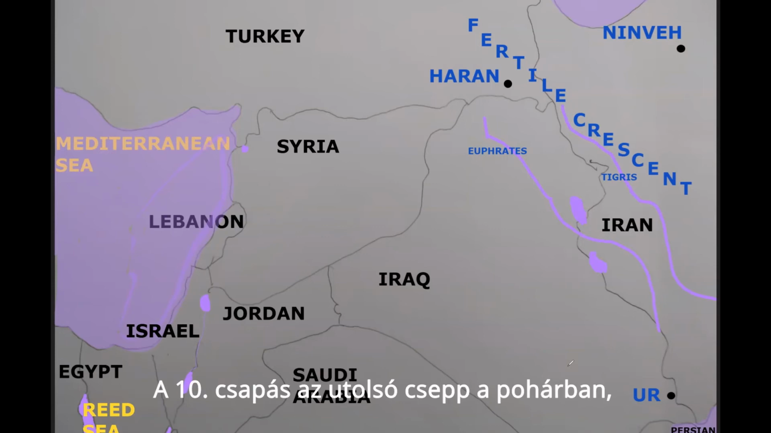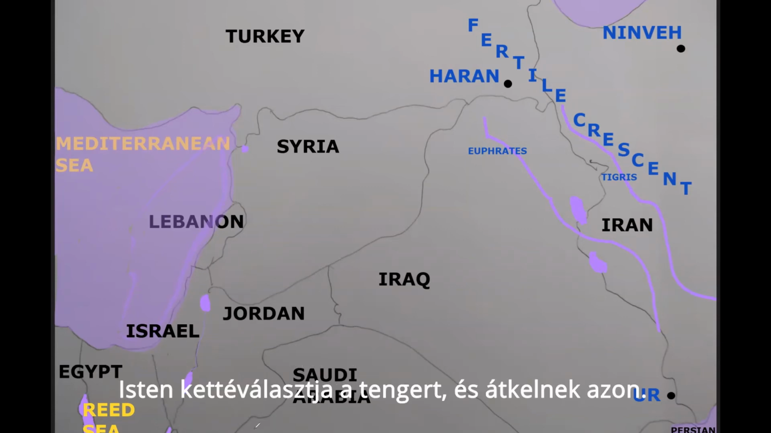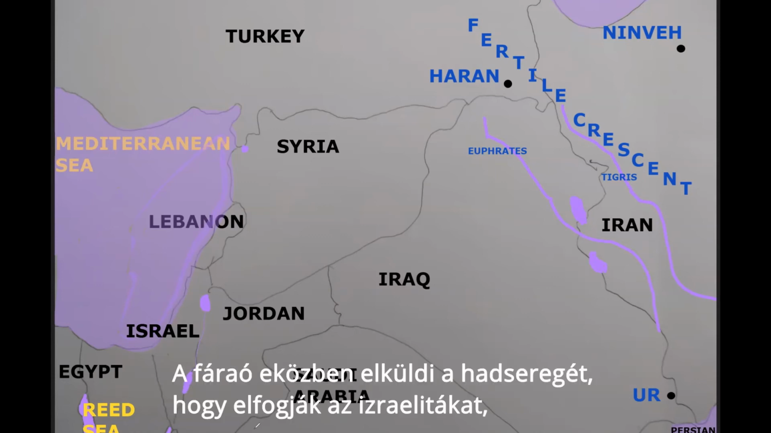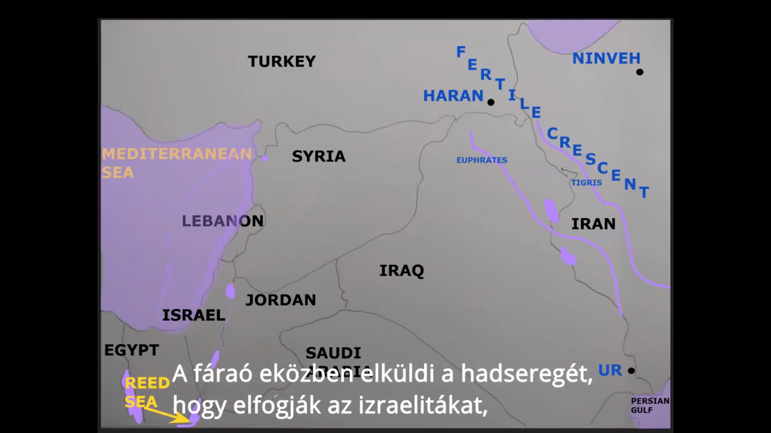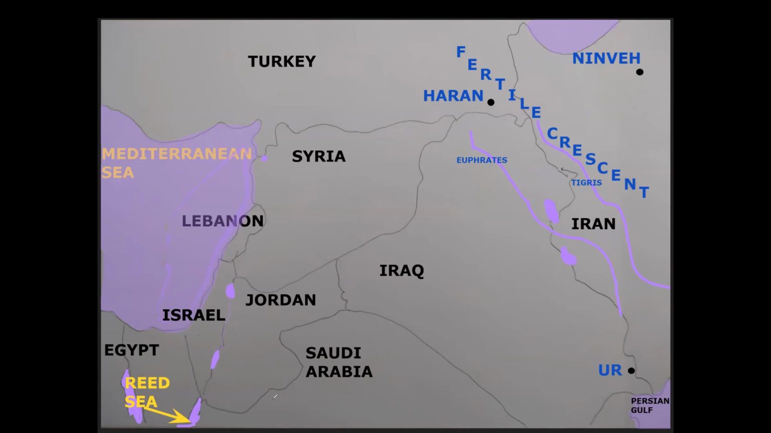This 10th strike is the final blow. The Pharaoh allows the Israelites to leave, and Moses is going to lead them through the desert towards the Reed Sea. God is going to split the Reed Sea. The people of Israel are going to walk through it. At this point, the Pharaoh sends his army to go and capture the Israelites. But when the Egyptian army tries to cross the Reed Sea, the water of the Reed Sea drowned them.